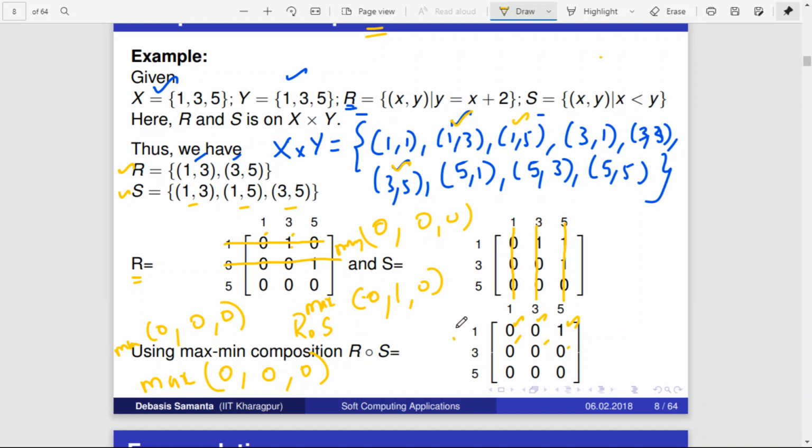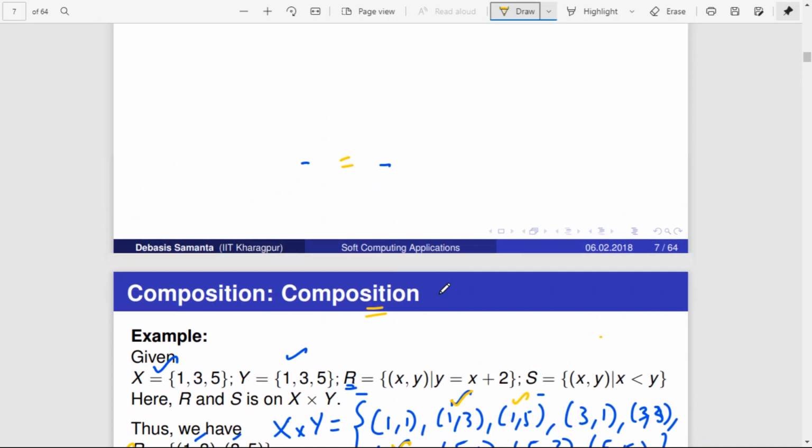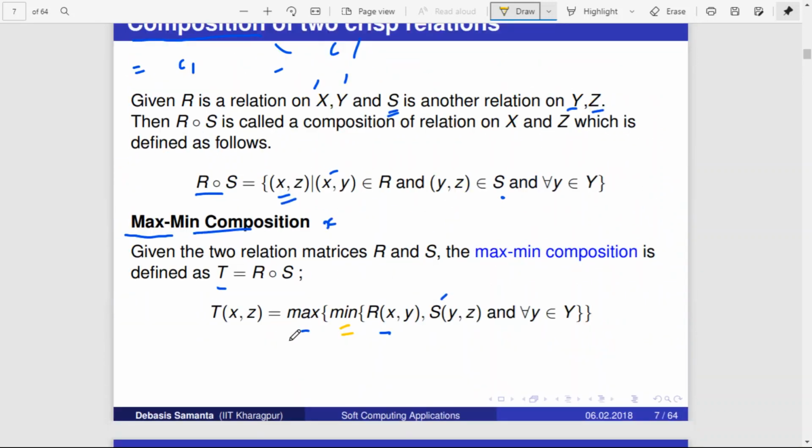So this resultant relation is nothing but the composition. Yes, so this is how we calculate composition. So that is what is represented through this equation. I think now this makes sense. So min of R(x, y) and S(y, z), and then the max of that, right? Where for all y belongs to the set Y, right?